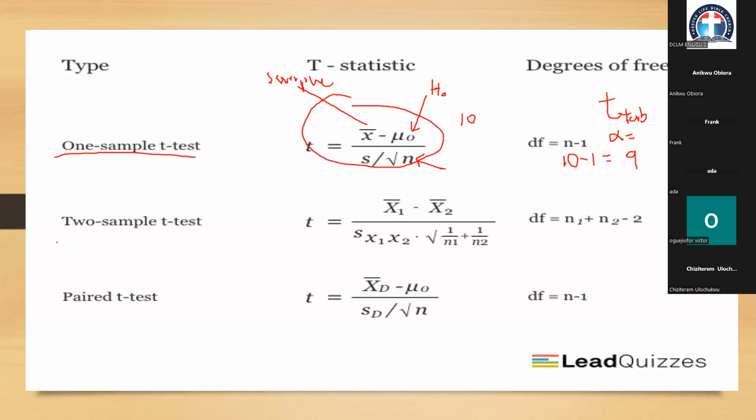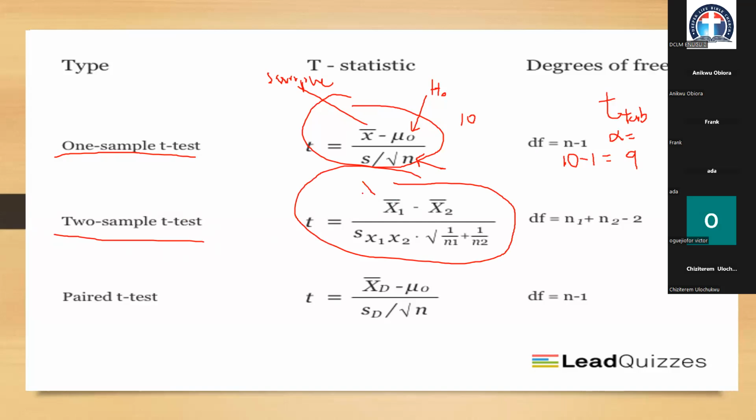We'll continue. So this is the formula for the degree of freedom. That is n minus 1. The number of samples, you subtract 1 from it, you get your answer. Now, the two sample tests, okay, that's the independent one. This is the formula for it already here.